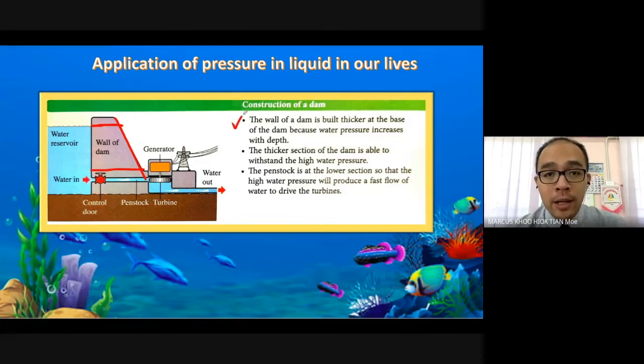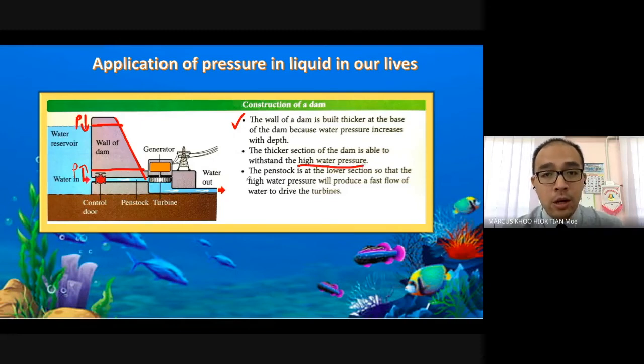So number one, the wall of the dam is built thicker at the base because the water pressure increases with depth. Sini tekanan tinggi, sini tekanan rendah. So terpaksa kita bina dinding yang lebih tebal untuk menahan the high pressure. Okay, the thicker section of the dam is able to withstand the high water pressure.